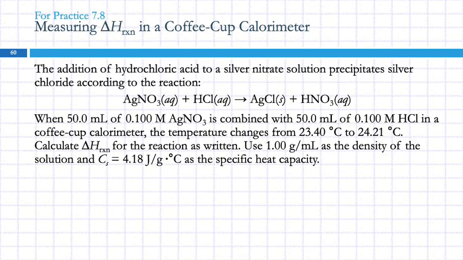So here is an example calculation. The addition of hydrochloric acid to a silver nitrate solution precipitates silver chloride according to this reaction. When 50 milliliters of 0.1 molar AgNO3 is combined with 50 milliliters of 0.1 molar HCl in a coffee cup calorimeter, the temperature changes from 23.40 degrees Celsius to 24.21 degrees Celsius. Calculate delta H for the reaction as written. Use 1 gram per milliliter as the density of the solution and a specific heat capacity of 4.18 joules per gram degrees Celsius. Okay, lots of words, lots of numbers.